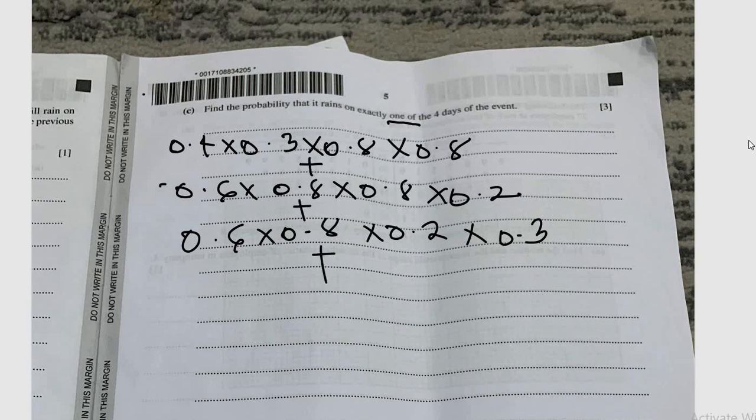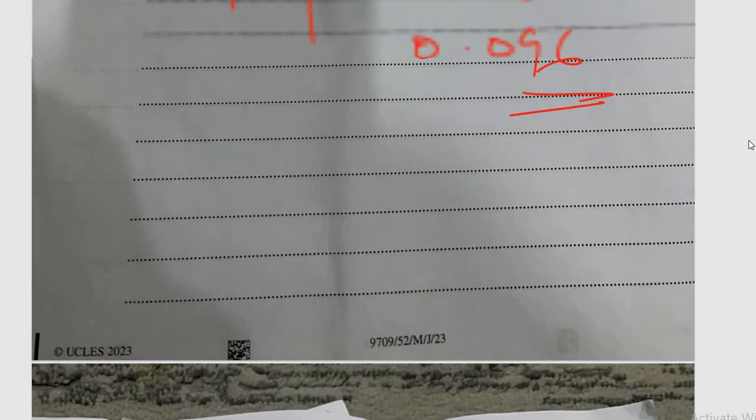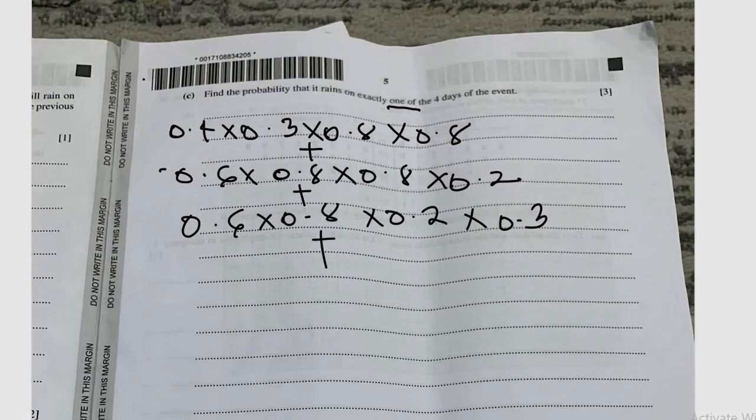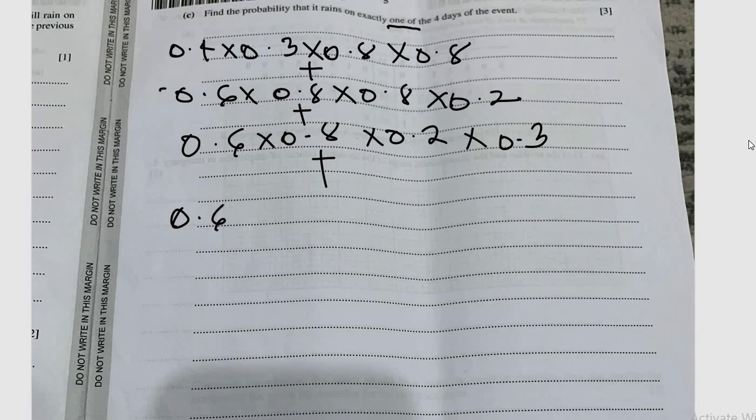Let's see whether you can see another possibility. Blue, black, blue, blue, black, blue, blue. Oh, this one, 0.6, 0.2. Check where I'm saying it. 0.6, 0.2, down 0.3, down 0.8. The only one black line I can see there. You check it properly, you see it. So 0.6, 0.2, 0.3, and 0.8. So let's multiply them and add them together.